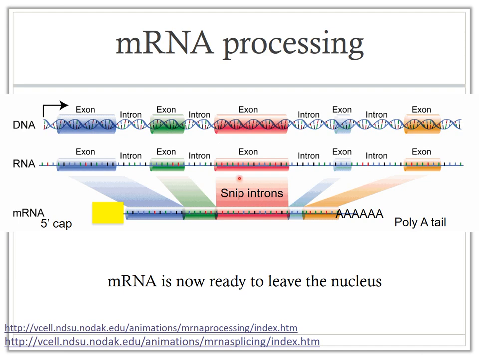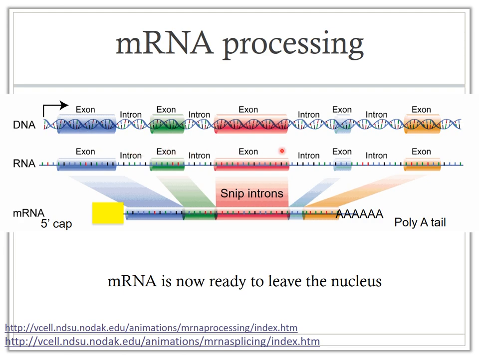When the RNA has been transcribed from DNA, the portion of the DNA that got transcribed is a gene. So this whole molecule here would be a gene that has been transcribed. On this DNA, there are portions called exons and introns. And when the RNA molecule is transcribed, it too has the exons and the introns.